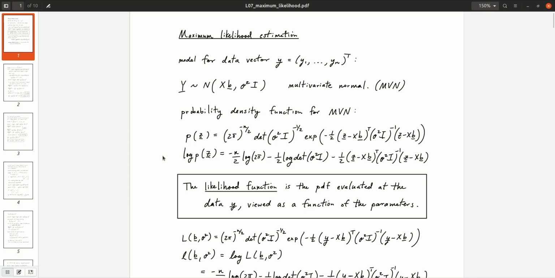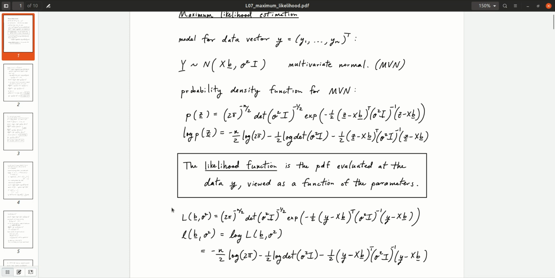Now, the likelihood function is simply the PDF or joint PDF evaluated at the data vector y, viewed as a function of the parameters. So we're going to call that likelihood function capital L. The second part of the definition is we view it as a function of the parameters. The parameters are b and sigma squared. And it's evaluated at the data vector y.